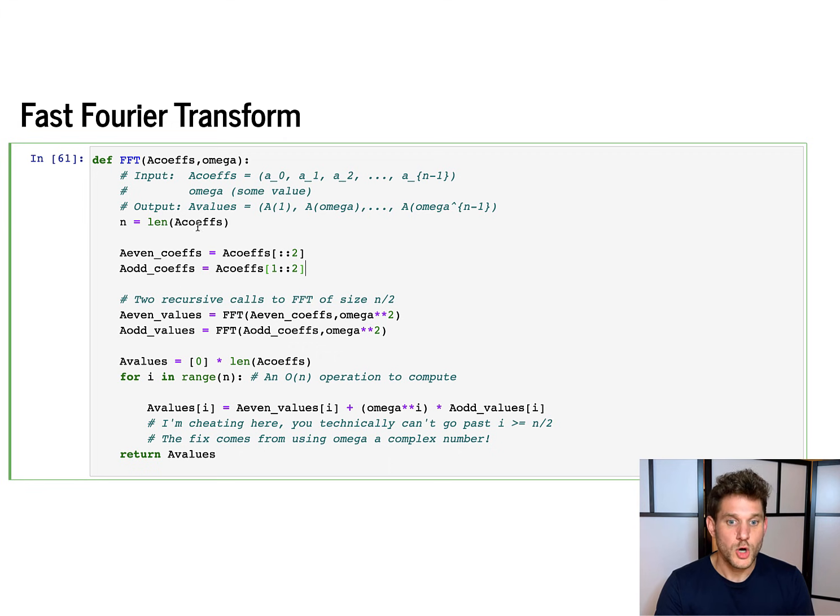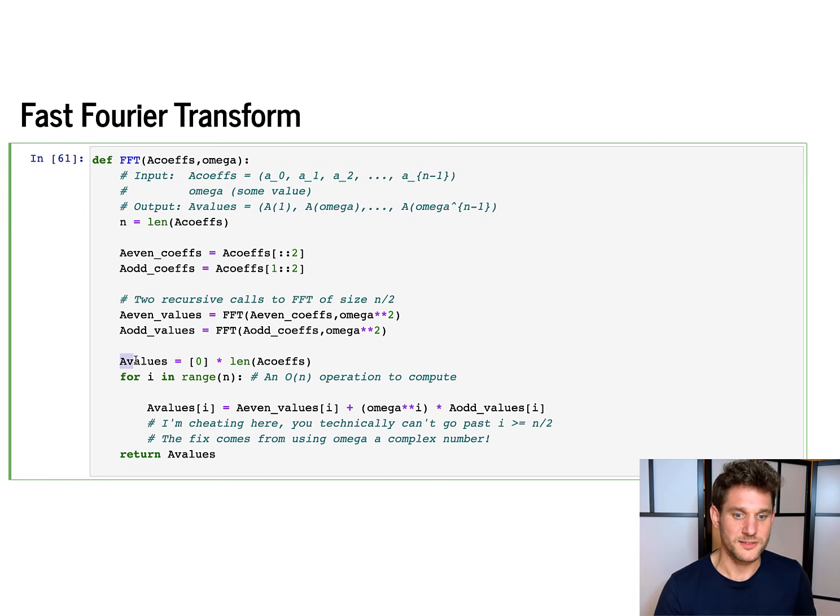You now call FFT. Remember, FFT is supposed to return the value representation of the polynomial a at the points 1, omega, all the way up to omega to the n minus 1. What you do is you recursively call FFT on the even coefficients with the input as omega squared. You use the square of omega, and similarly for the odd coefficients, again with omega squared. So now I have recursively called, I've gotten the value representation of a even and the value representation of a odd. And now I'm going to use these. How am I going to use these?